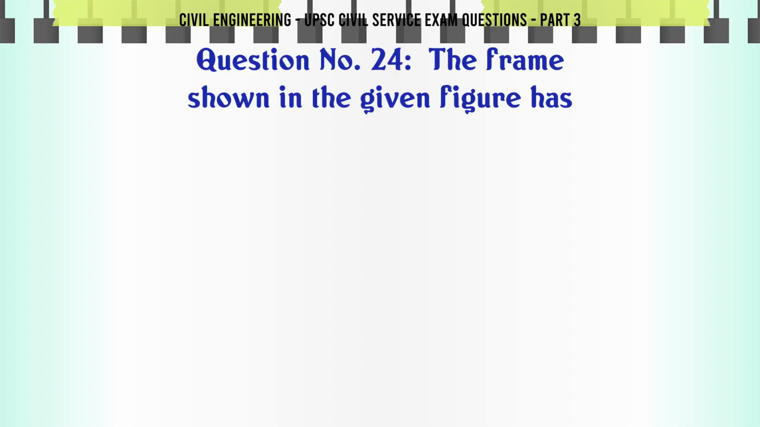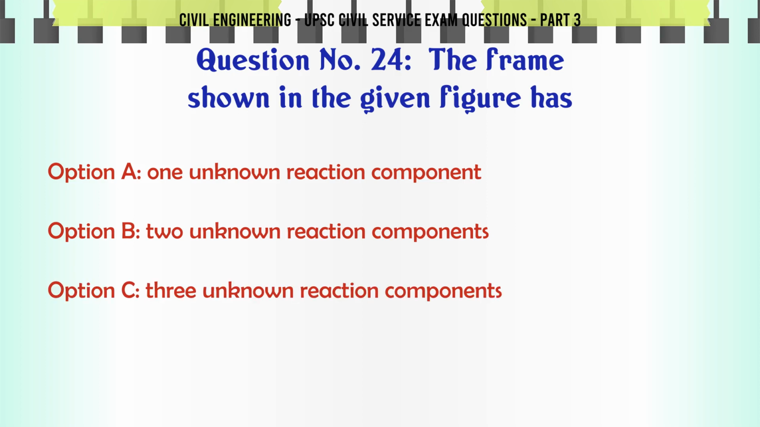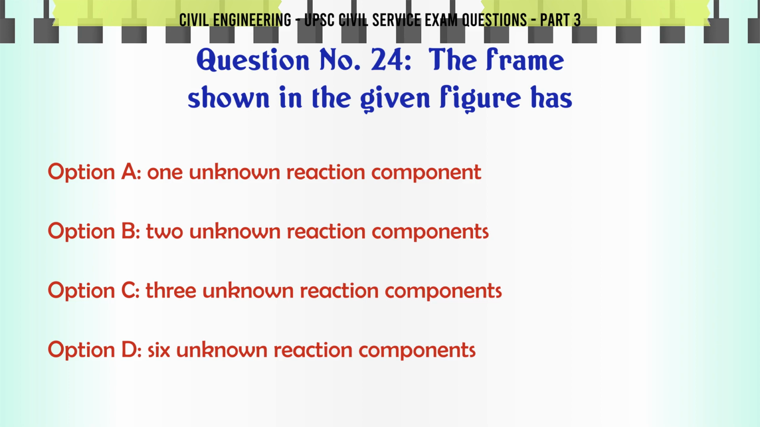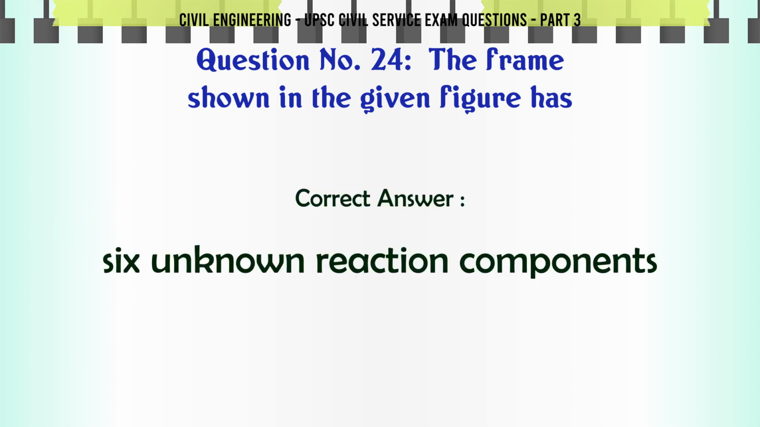The frame shown in the given figure has: A, 1 unknown reaction component; B, 2 unknown reaction components; C, 3 unknown reaction components; D, 6 unknown reaction components. The correct answer is 6 unknown reaction components.